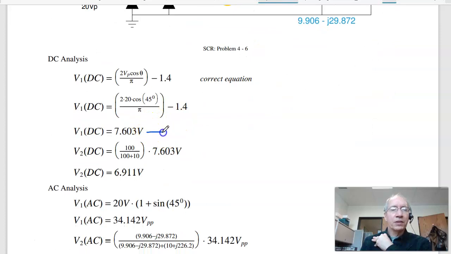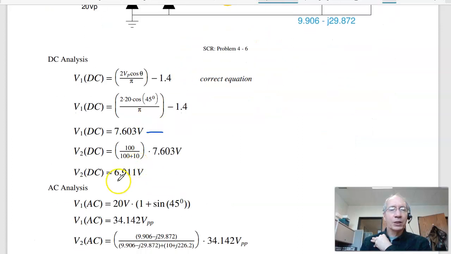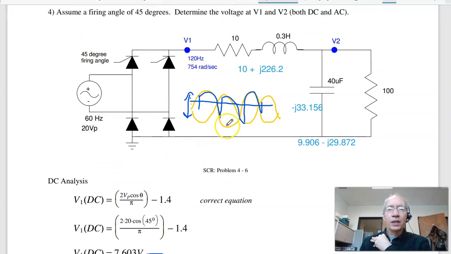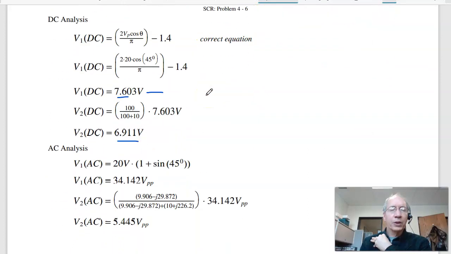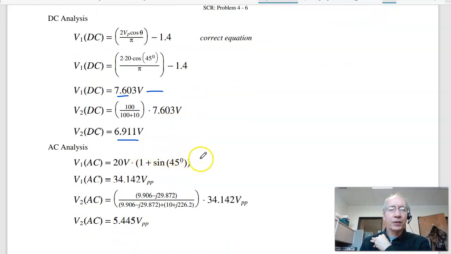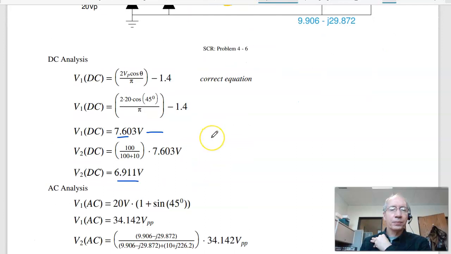That gives you the DC voltage of 7.6 volts. The DC voltage to V2, then, by voltage division, is 100 over 100 plus 10 times the DC voltage to V1, 6.91 volts. The AC voltage, that'll be the peak right here to the minimum. That'll be 20 volts times 1 plus sine of 45 degrees, 34.14 volts. That's the peak-to-peak voltage.